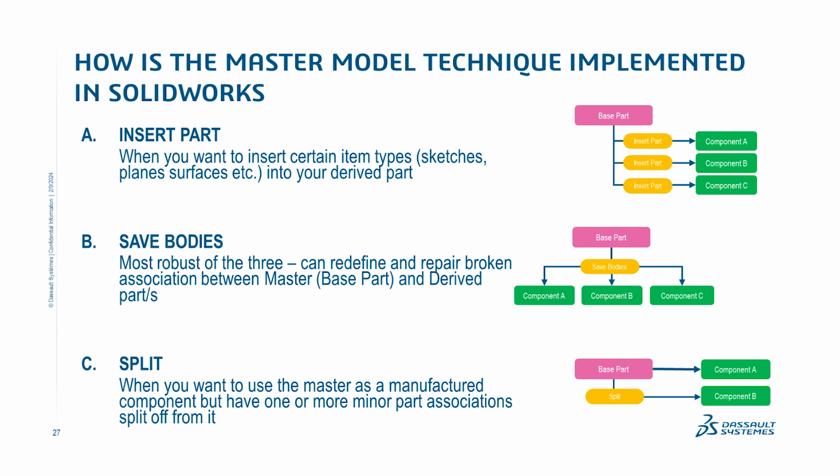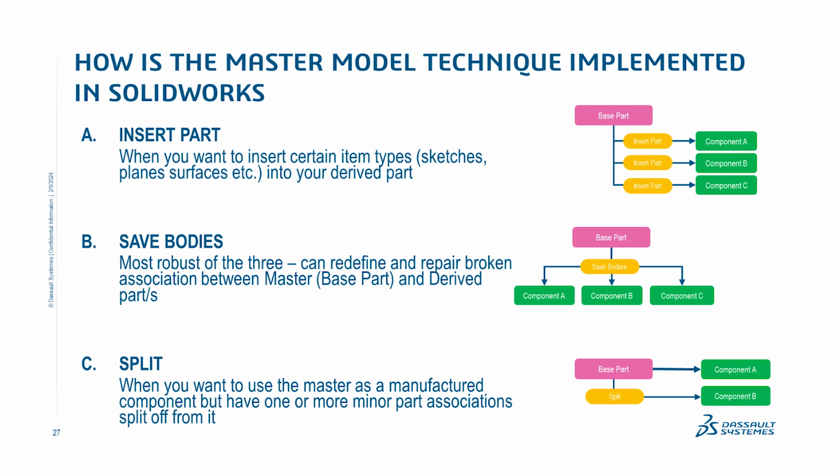The second method is saved bodies. It was implemented in around 2007, 2008, and improved in 2010. Saved bodies is specifically made for the master model technique, and that is where there's an actual feature in the master or base part where, towards the end of your multi-body part, you use saved bodies to derive out your bodies into their individual components. And I'll talk about the advantages and disadvantages of these three.